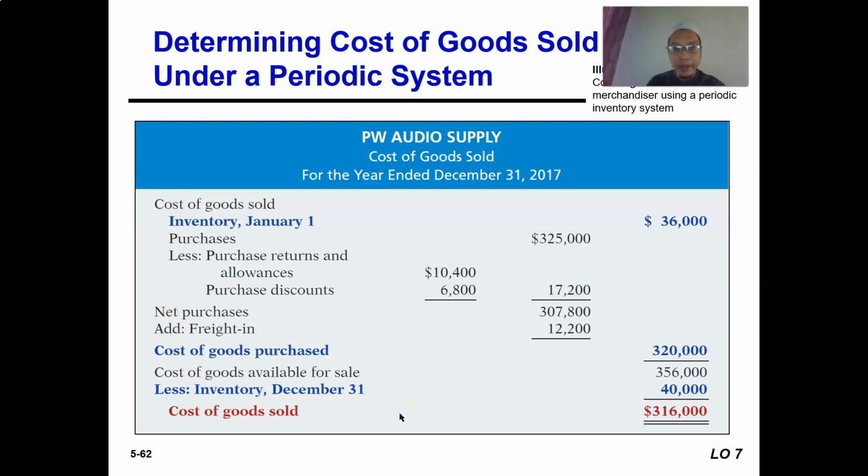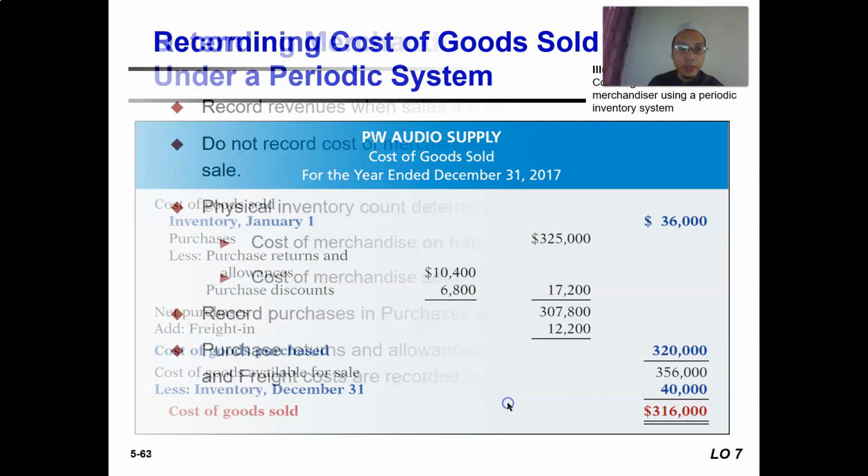From the diagram, we've seen that first we have a beginning inventory. We add the cost of goods purchased with the inventory, and we come up with the cost of goods available for sale. From there we deduct the ending inventory in order to obtain the cost of goods sold, which we will match with our revenue account, our sales revenue account.